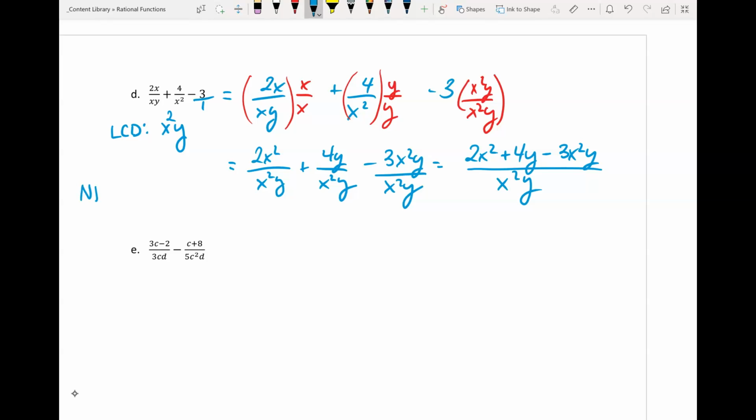I'm going to state the NPVs. So we have two variables, x and y. And if either of them are 0, that's when we're going to have an undefined rational.